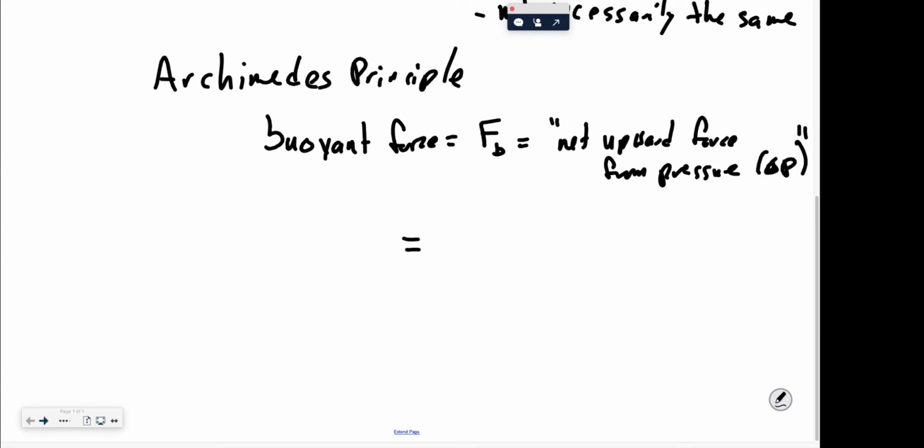So this is going to be the mass of the displaced fluid times G. The buoyant force is not equal to the gravitational force. It's equal to the net upward force due to that delta P, which is equal to the mass of some displaced fluid times the gravitational acceleration.